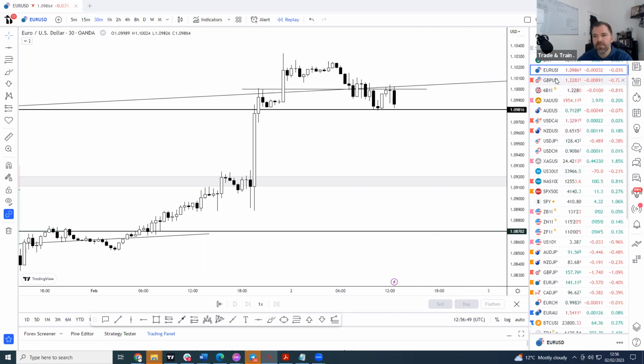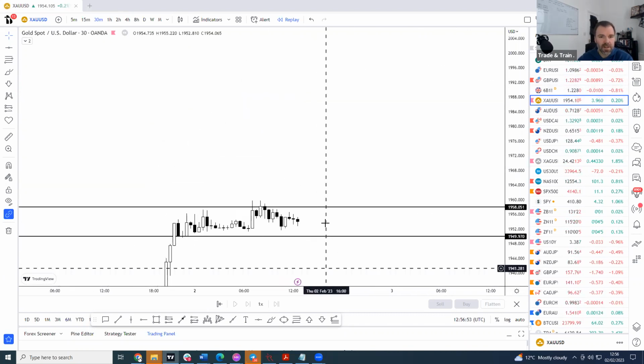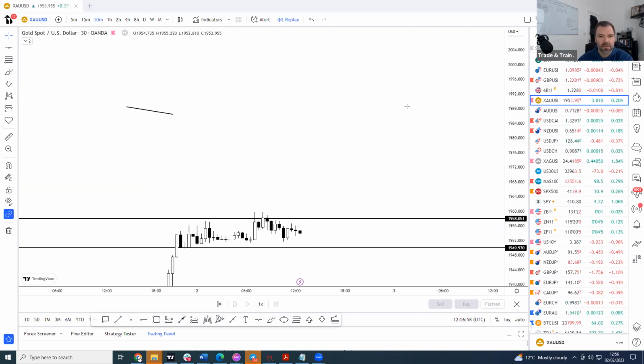So while we're still waiting for gold to do something, let's just give you an example. We've got our level, we've got price closes above it, the next candle starts to move down.